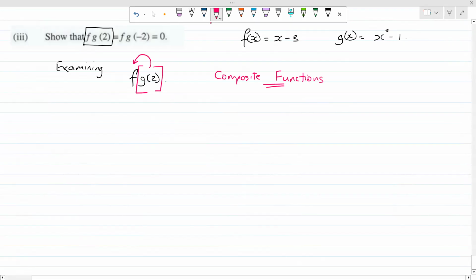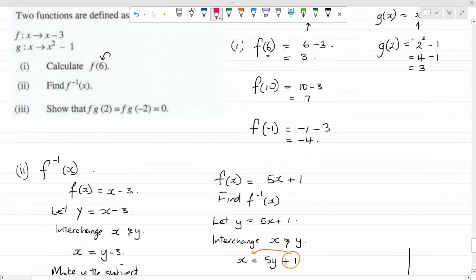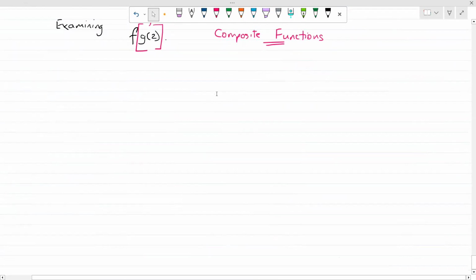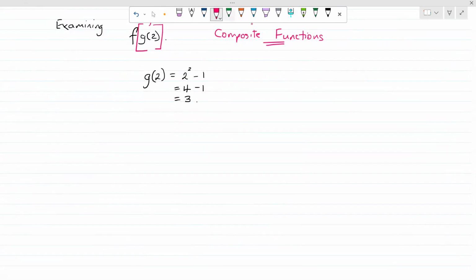Now, g of 2, we worked that out before, right? I actually gave you guys that to do up here. This is g of 2. Let's borrow that from up there. So g of 2 is this. The value of g of 2 is 3. And everybody understand how we got that?